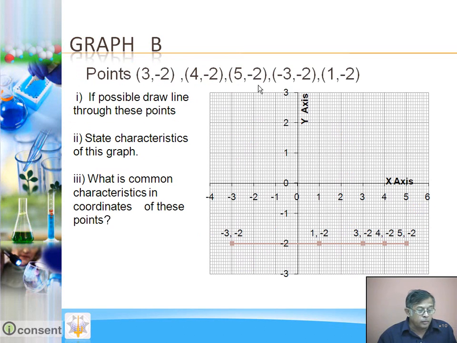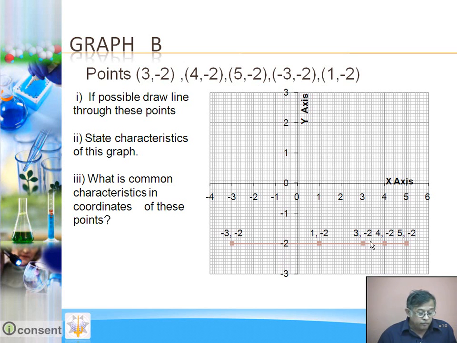Now observe this. Here (3, -2), (4, -2), (5, -2), (-3, -2), (1, -2). Means y coordinate is constant everywhere. So all these points, they are on y equal to minus 2 line. This horizontal line, all these points are on this line.